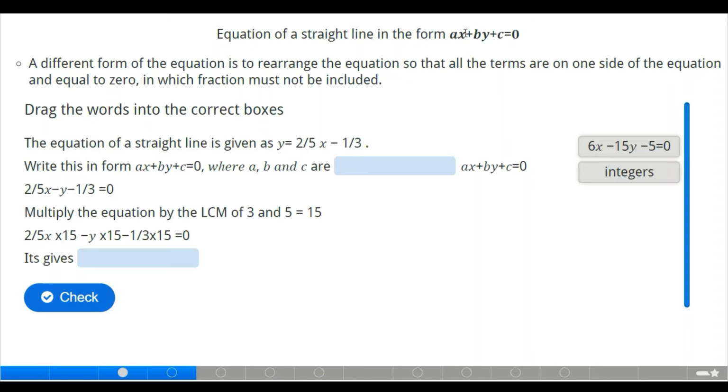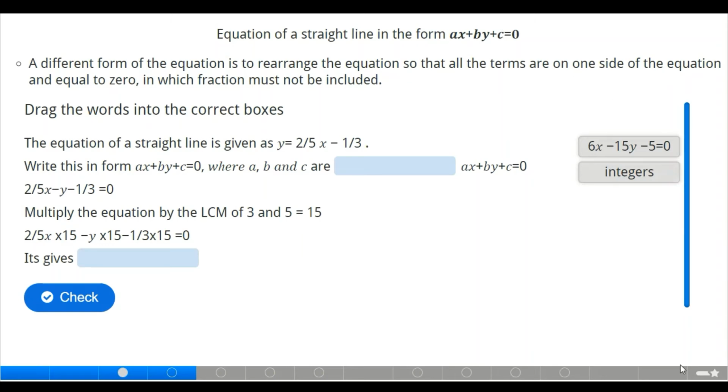0. So a different form of the equation is to rearrange the equation so that all the terms are on one side and the equation is equal to 0, in which fractions must not be included. So when you have any given algebraic expression and we have to write it in this form, ax plus by plus c equals 0, we must note that all the terms of that equation must be on one side, equated to 0, and fractions must not be included.